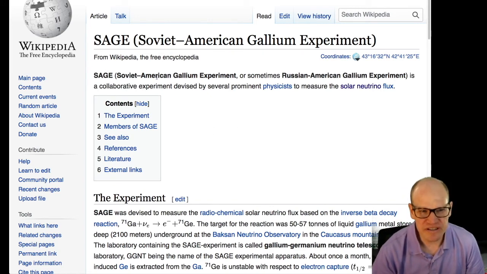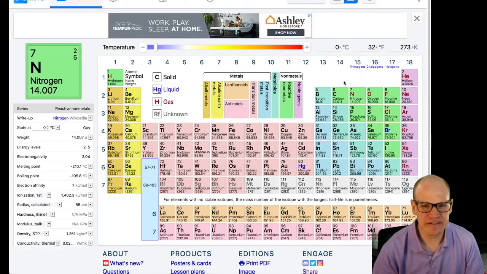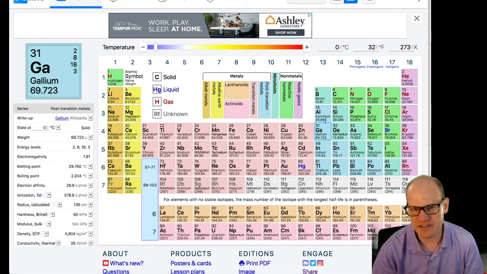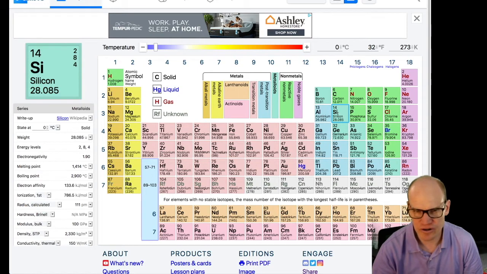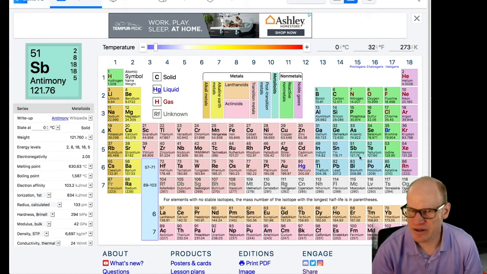Now, both of these use gallium, and what they are looking at is this interaction: gallium goes to germanium. If we look at the periodic table, gallium is right here, and germanium is right there. And they do have different properties, right? They're as different as aluminum and silicon are from each other, or as boron and carbon, or as indium and tin. So gallium and germanium do have different chemical properties. They kind of span the transition metals.